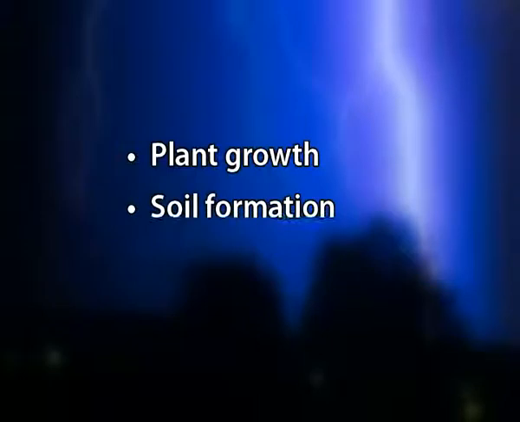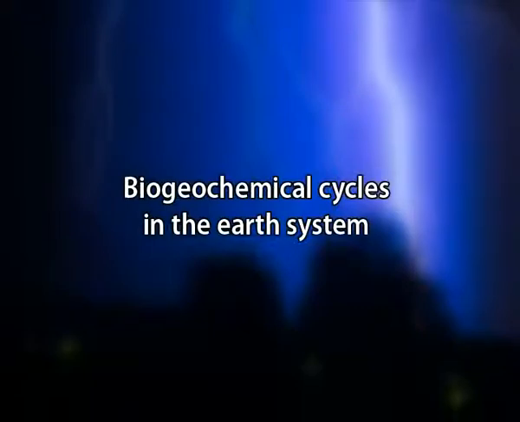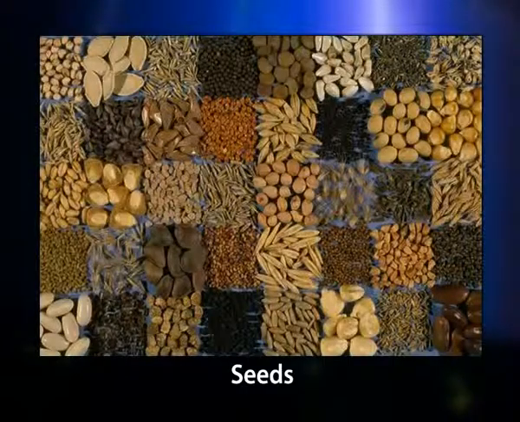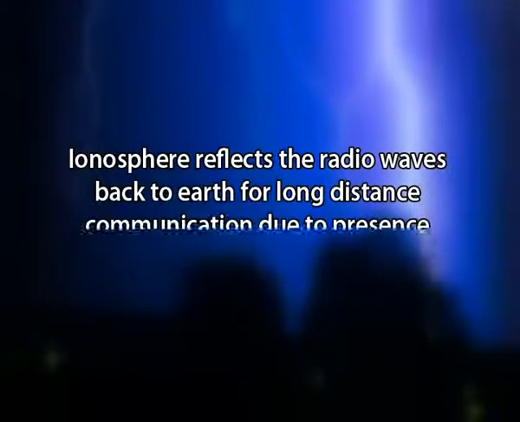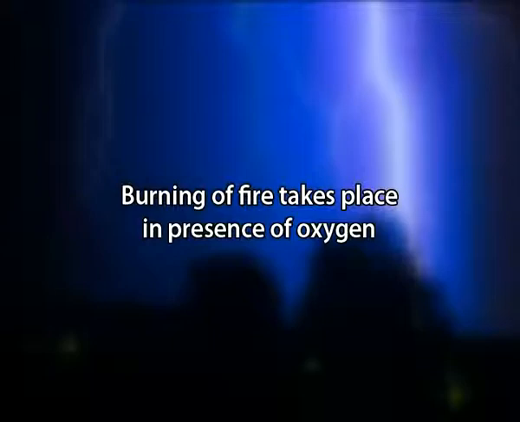to friction. Weather, that is the day-to-day state of the atmosphere, is another important phenomenon which dictates the direction of a number of natural and man-made processes like plant growth, soil formation, and human settlements, etc. Earth's atmosphere plays an important role in biogeochemical cycles in the Earth's system. It helps in dispersal of spores, pollens, seeds, etc. The ionosphere reflects the radio waves back to Earth for long-distance communication due to the presence of ions and free electrons in this zone. The burning of fire takes place in the presence of oxygen.